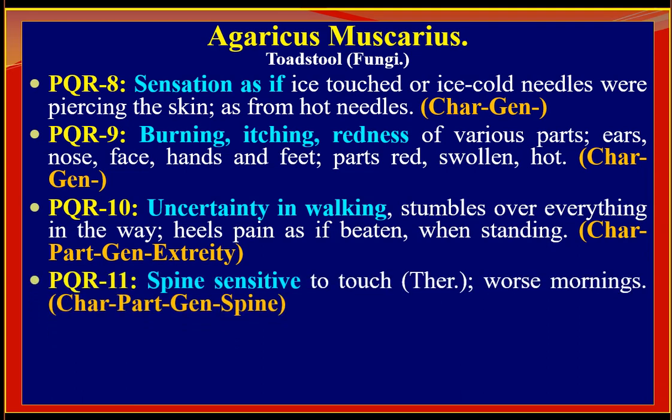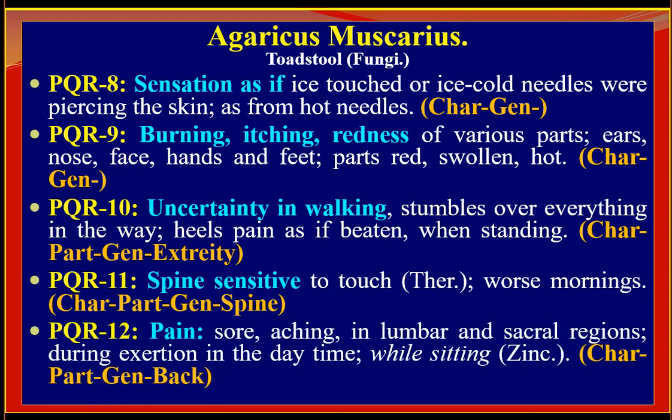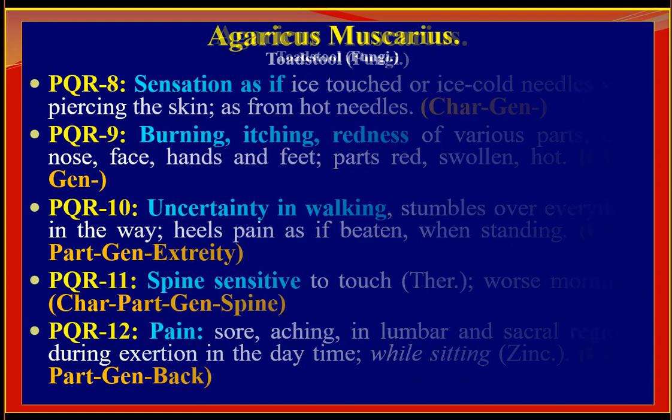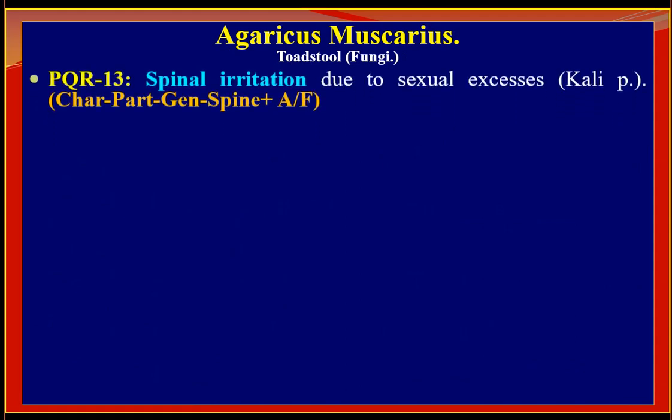Redline symptom 11 is a spine sensitive to touch, and it is worst in the morning. PQR 12 tells us about pain, sore, aching in lumbar and sacral region during exertion, in daytime, and while sitting. So lumbar sacral region painful is very prominent in this particular remedy. Low backache, what we can call.